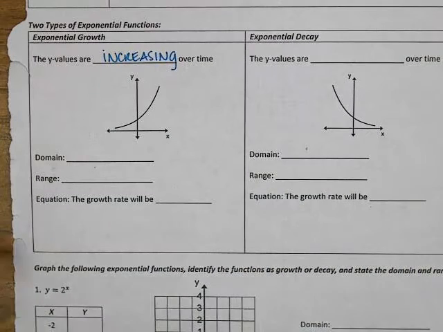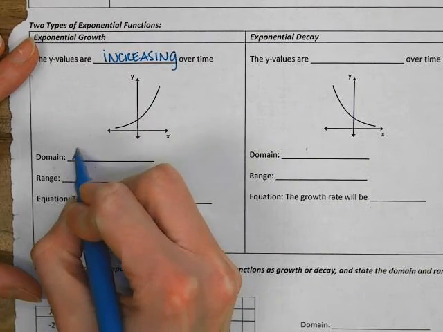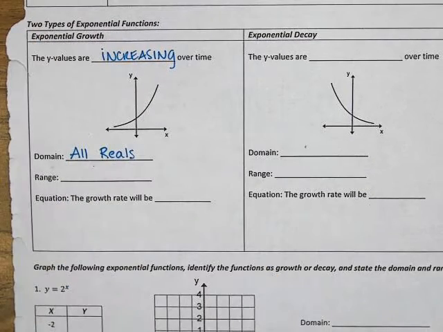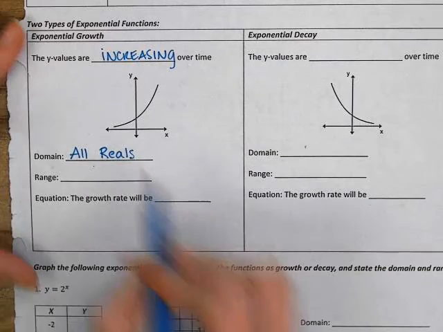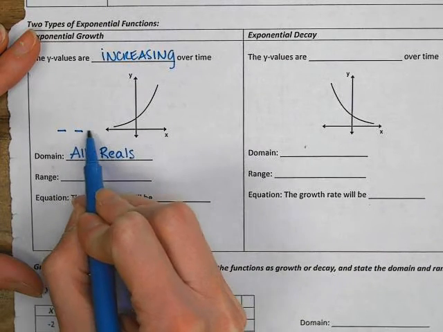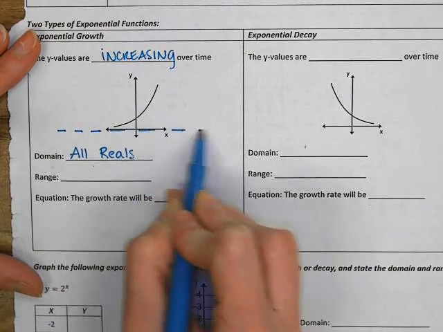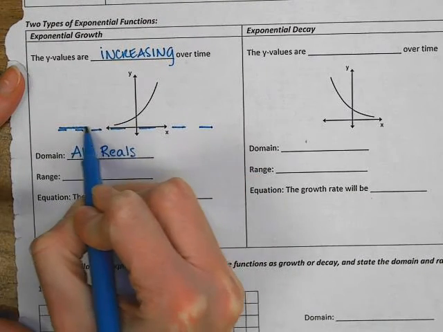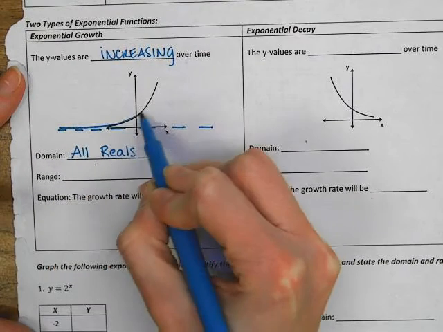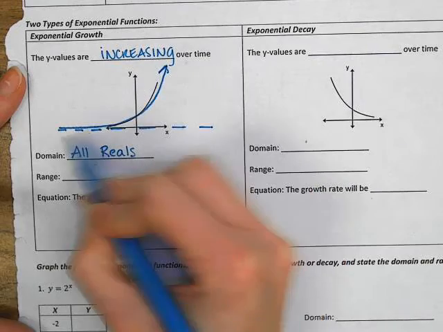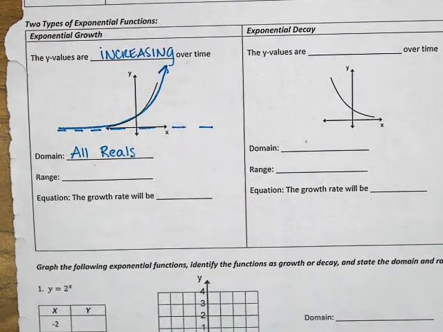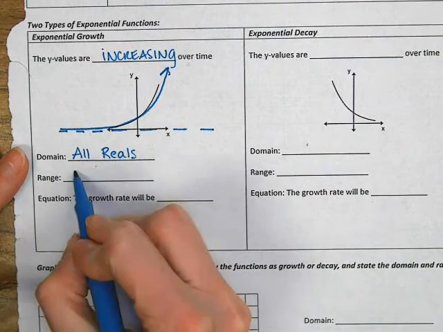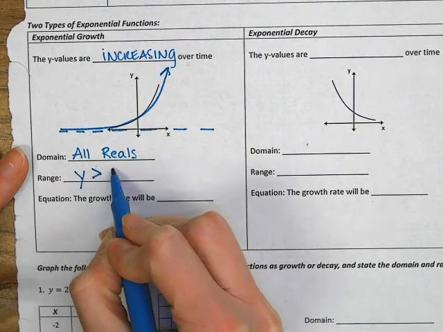For all of these graphs, the domain is always all reals, but the range is not. We'll talk about this a little bit later. The graph is never going to cross 0. So what happens is the graph kind of levels off at 0 and then starts rising exponentially. Pretend that goes over it. Since the graph never goes below 0, the range is going to be y is greater than 0.